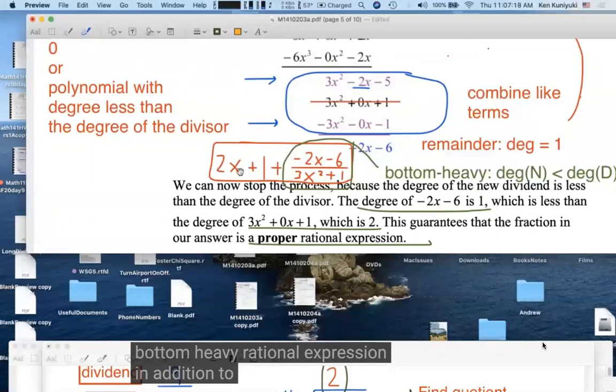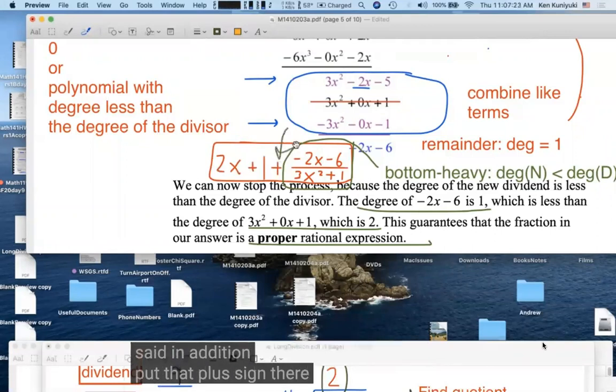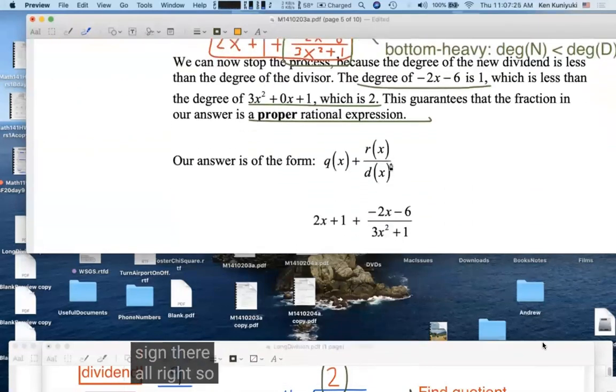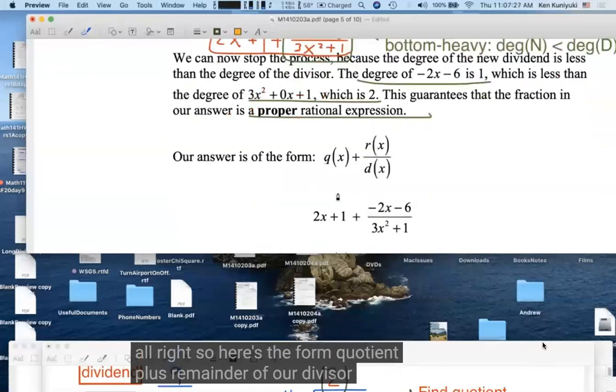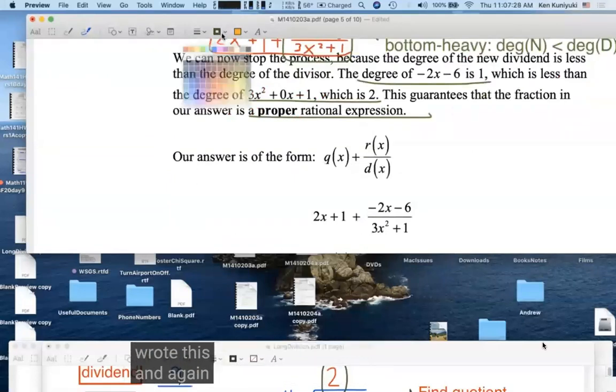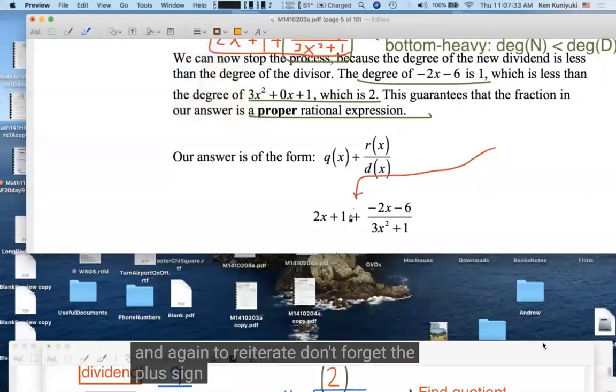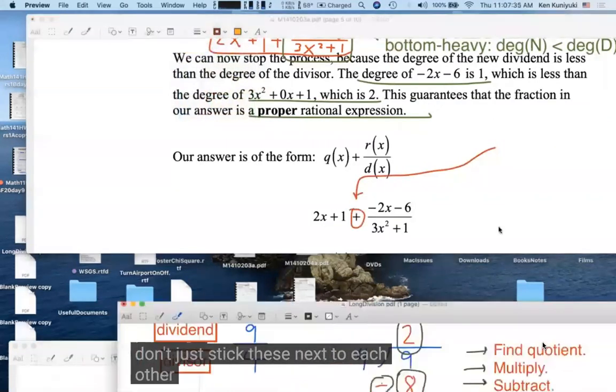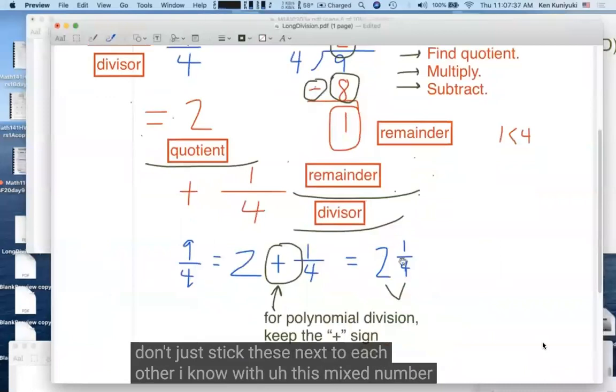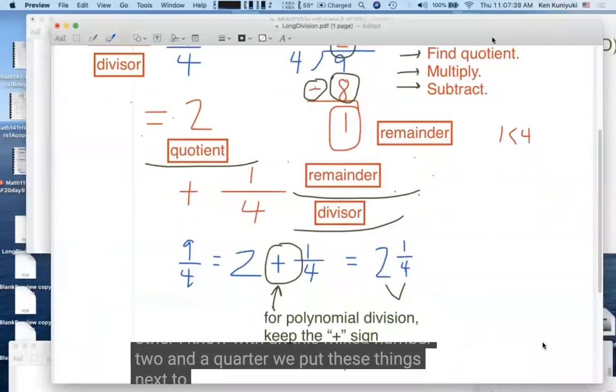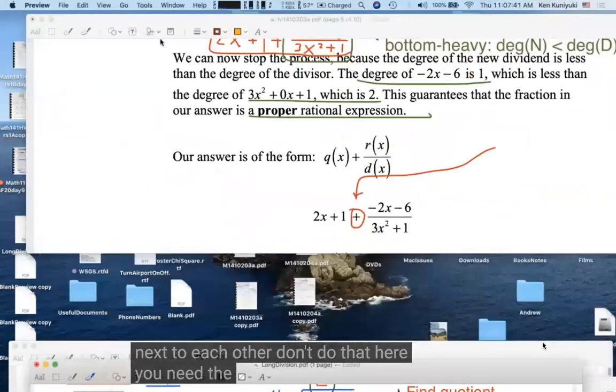In addition to this quotient. Remember I said in addition. Put that plus sign there. All right. So here's the form, quotient plus remainder over divisor. I just wrote this. And again, to reiterate, don't forget the plus sign. Don't just stick these next to each other. I know with this mixed number, 2 1/4, we put these things next to each other. Don't do that here. You need the plus sign.